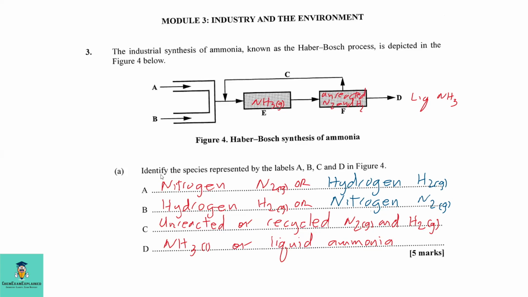Part A. Identify the species represented by the labels A, B, C, and D in figure 4. So for part A, you can write either nitrogen or hydrogen, and for B, you can write hydrogen or nitrogen. C would be the unreacted or the recycled nitrogen and hydrogen. So these were not used up in the reaction, so they were recycled. And of course, at D is where you convert your gaseous ammonia to liquid ammonia to remove it.